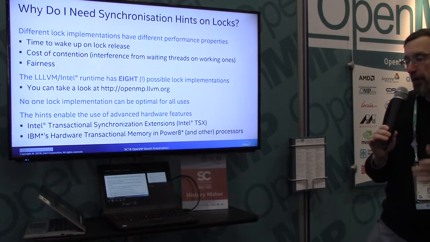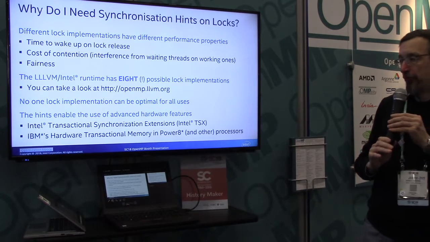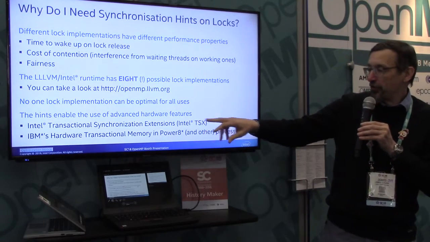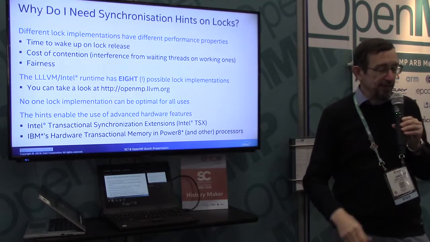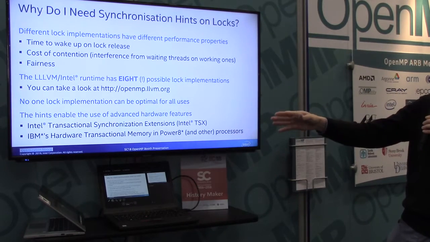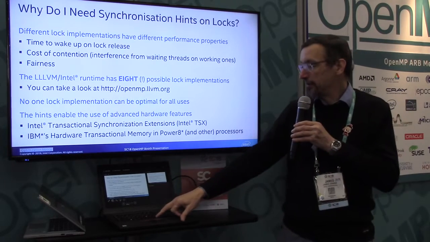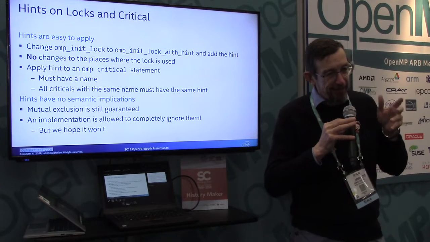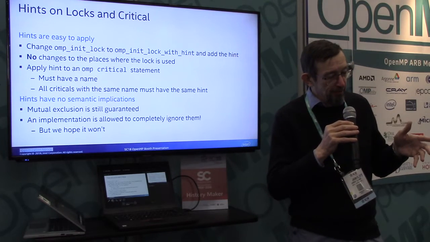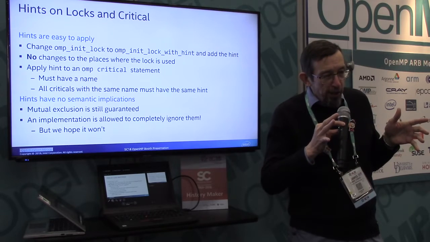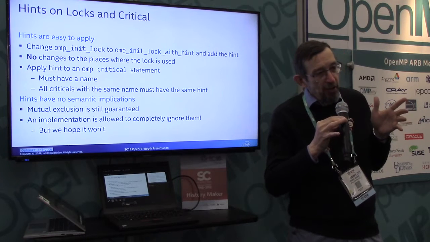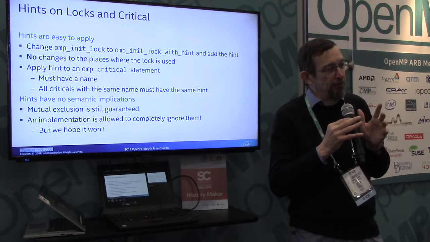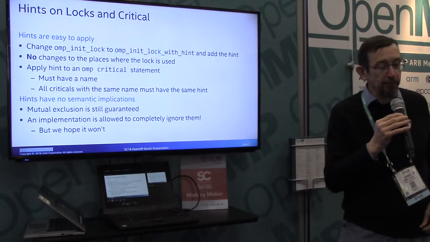Passing these hints also enables the use of advanced hardware features. So in particular, Intel processors have this feature called Transactional Synchronization Extensions, abbreviated to TSX. IBM have something similar in Power 8 and other processors. And that allows the hardware to speculate inside a critical region, and therefore to execute the critical region in more places than one, even though it's inside a critical region, and only abort that if there's actually a conflict that would cause you to be able to notice that the isolation was being broken.